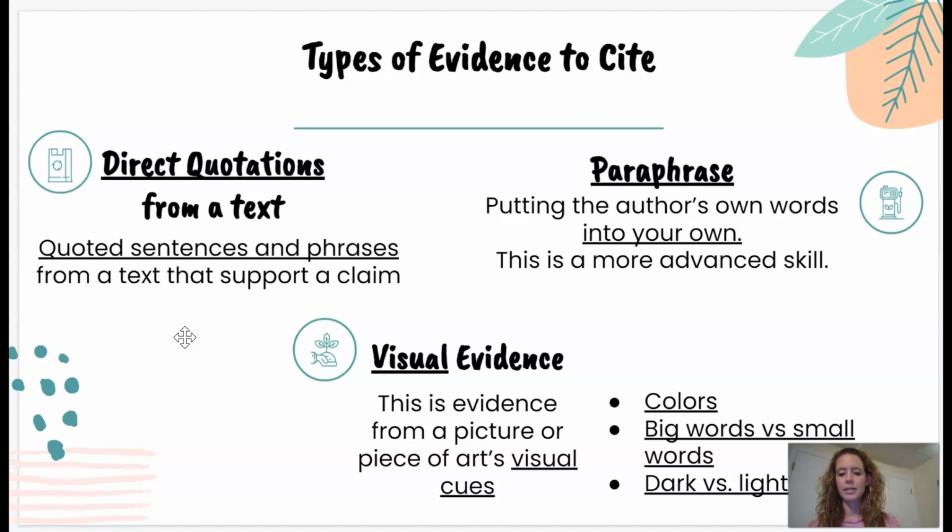And then finally, we'll practice with visual evidence. When we look at art and murals and sometimes videos, we don't have quotes that we can pull from to support a claim. So we use the author's or the artist's visual cues. Sometimes that's colors or the way words are arranged on it, dark versus light, what's in the front, what's in the back of the picture, and what message we are supposed to get from that picture based on the visual evidence available to us. So we'll practice with that.